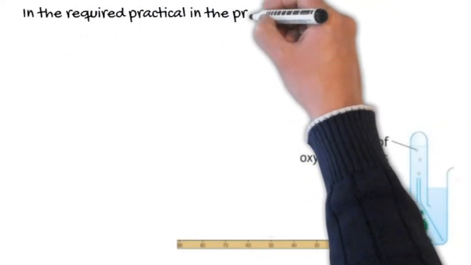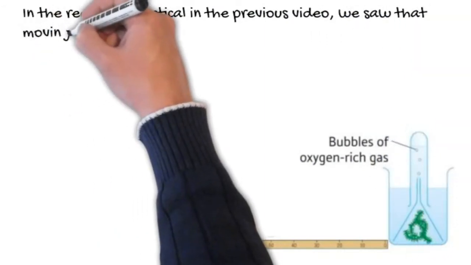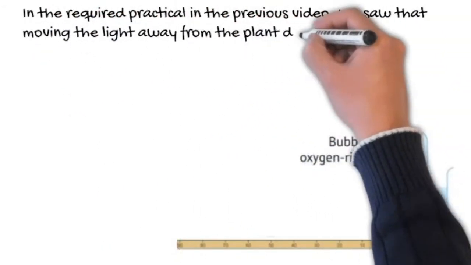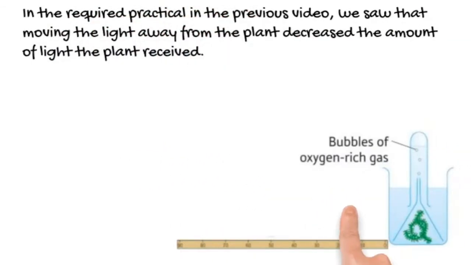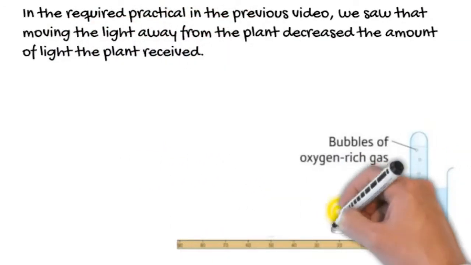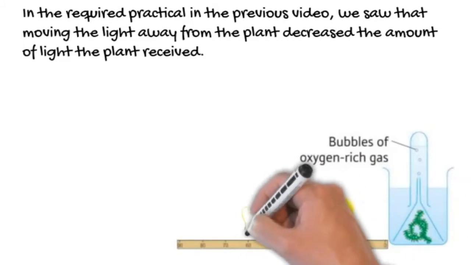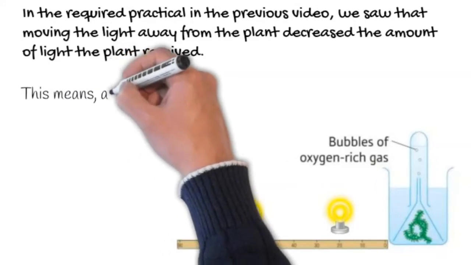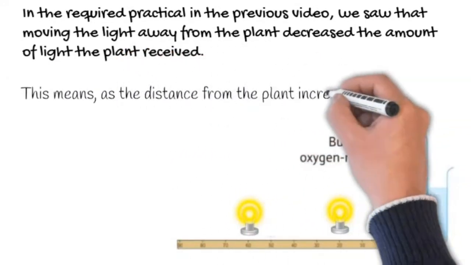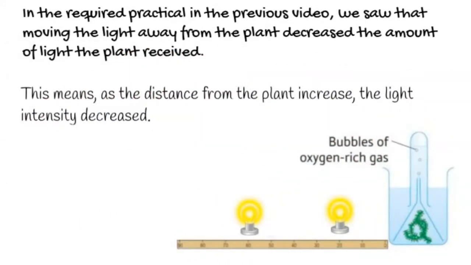In the required practical in the previous video, we saw that moving the light away from the plant decreased the amount of light the plant received. So if we put the light here, the plant would receive more light than if we put the light here. This means that as the distance from the plant increases, the light intensity decreases.